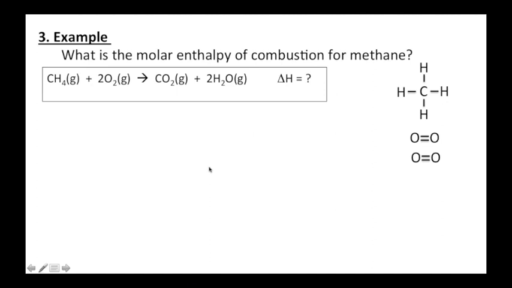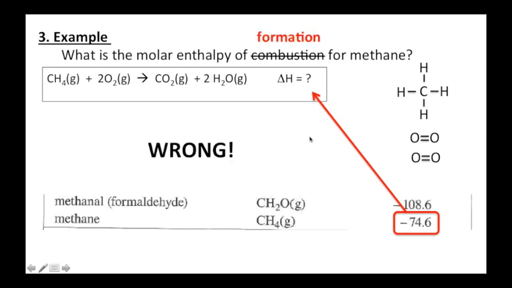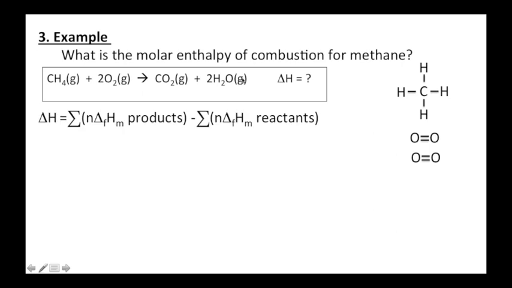Okay, so what does this look like? Well, let's say I have to figure out the enthalpy change for the molar enthalpy of combustion for methane. Some students will look in the data book, find methane, negative 74.6, and plug that in. That, of course, would be wrong because the question doesn't say the enthalpy of formation for methane. It says burning or combustion. If this equation was C plus 2H2 produces CH4, yeah, we could just plug that in. But this is not a formation, this is a combustion. So we have to use this formula.